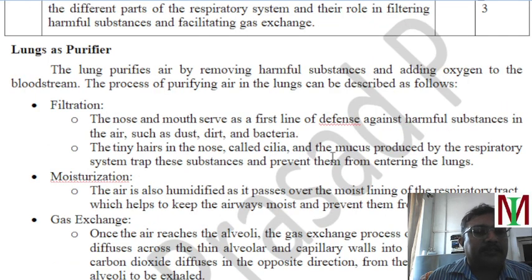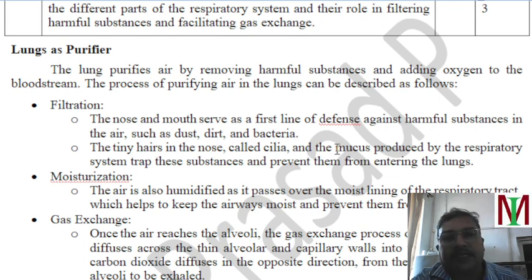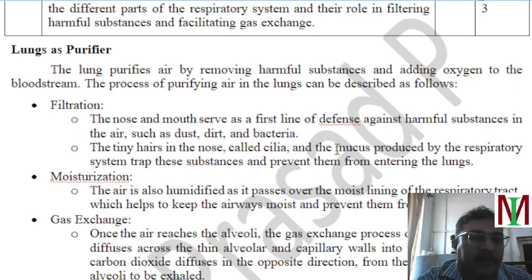Now the lungs can act as a purifier, purifying the air by removing harmful substances and adding oxygen to the bloodstream. We know that there are so many filtration systems that we engineers developed. In our body system, we have a purifier, that is our lung. Starting from the nostril to the lung, and how the carbon dioxide comes out, that working concept, at least every engineer should know, even though they have not studied biology in their previous academic syllabus. At least you should know how it works.